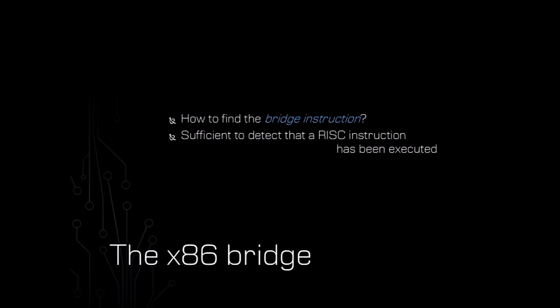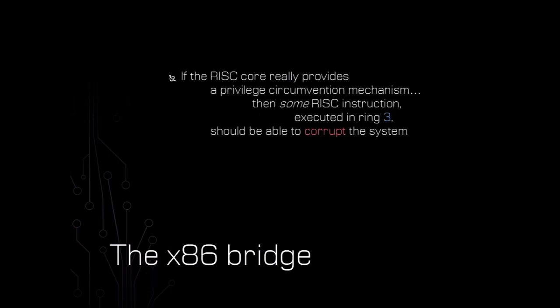I have no idea what this RISC core looks like. I don't know what instruction execution on that core should look like. So how are we going to detect if we've successfully executed a RISC instruction? Well, there is one easy way. The theory here is that if this core actually does provide a way to get around the processor security checks, then there should be some RISC instruction that when executed in ring 3 would corrupt the system. Basically, that would give us something really easy to detect.